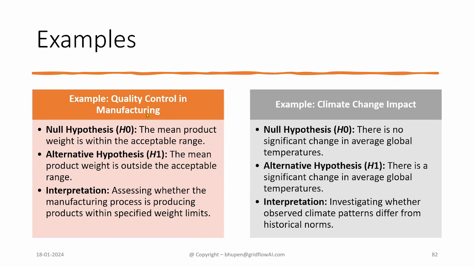Quality control in manufacturing, let's say the mean product weight is in some range. So that would be the null hypothesis. And the alternate would be just the opposite of that. That means the mean of that dimension is not in the range. Climate change, there is no significant change in the average global temperature. That's the null hypothesis. And the alternate would be just the opposite of that.